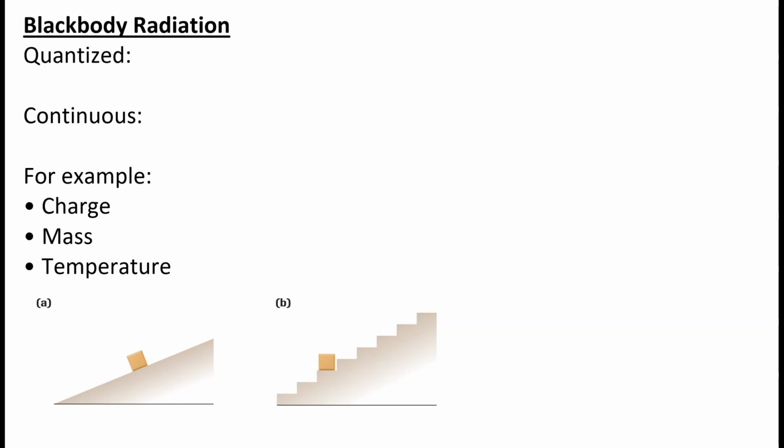So the first thing we need to do is get some definitions out of the way. We have to talk about quantized versus continuous. Now, we talk about a quantized value, only specific values are accepted. Whereas a continuous value, all values are accepted.